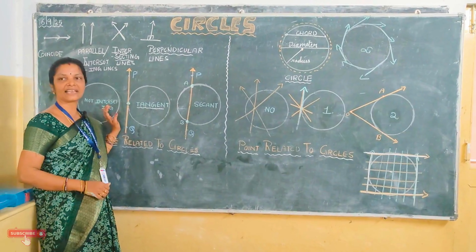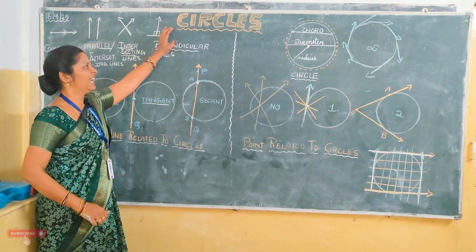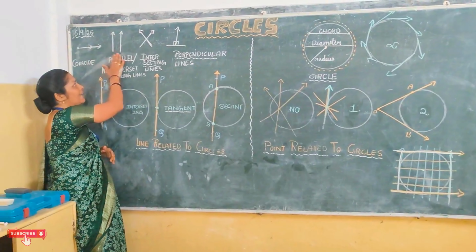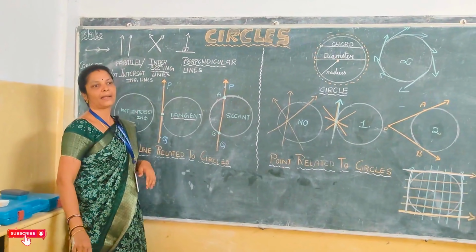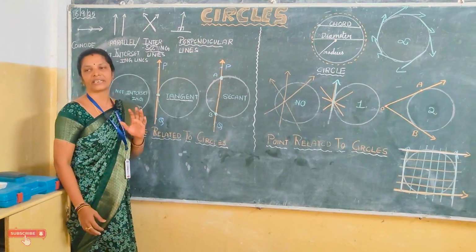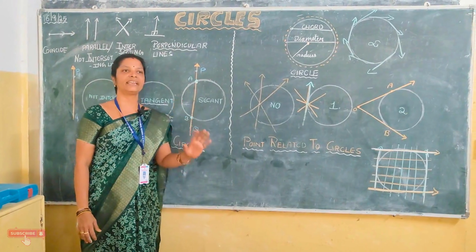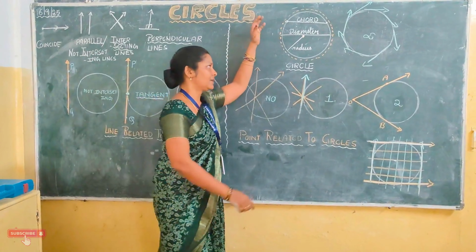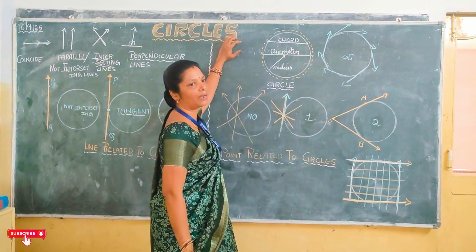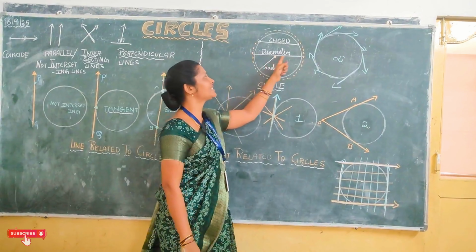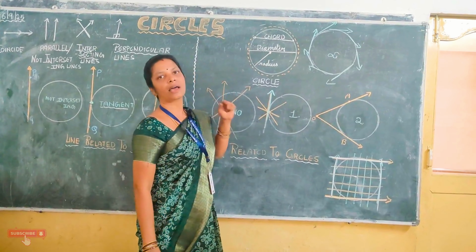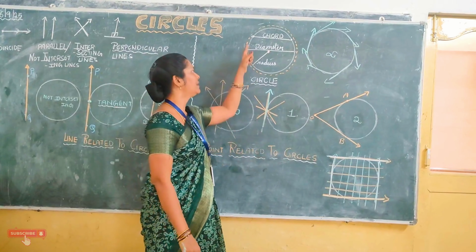Once again, I repeat the class. In a circle, we have different kinds of lines: coincident lines, parallel lines, intersecting lines, and perpendicular lines. In that, first of all, we should know what is diameter, what is chord, what is radius. What is a circle? A closed figure around a fixed point is called a circle. The longest line in the circle is called a diameter. The line from the center to the arc of the circle is nothing but a radius.